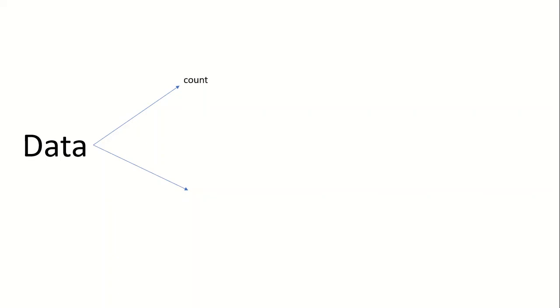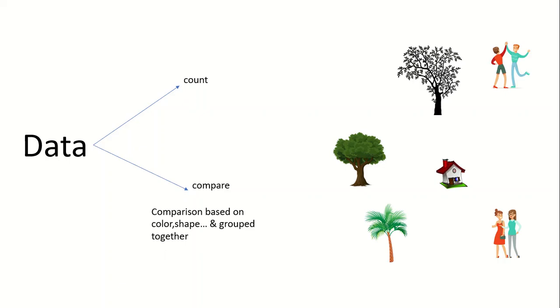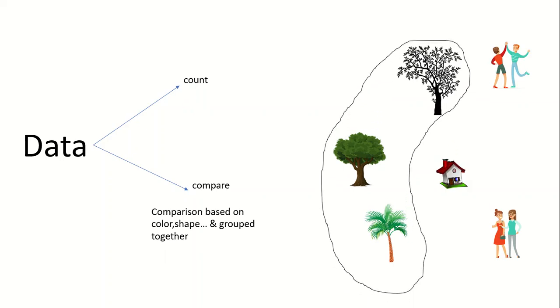Data is something we either count or compare. Compare means we divide the objects based on color and shape, and generally group them. For example, these are the objects I see in this universe, and if I want to categorize them, what can I do? First, I make a category of trees, and second, I make a category of people.